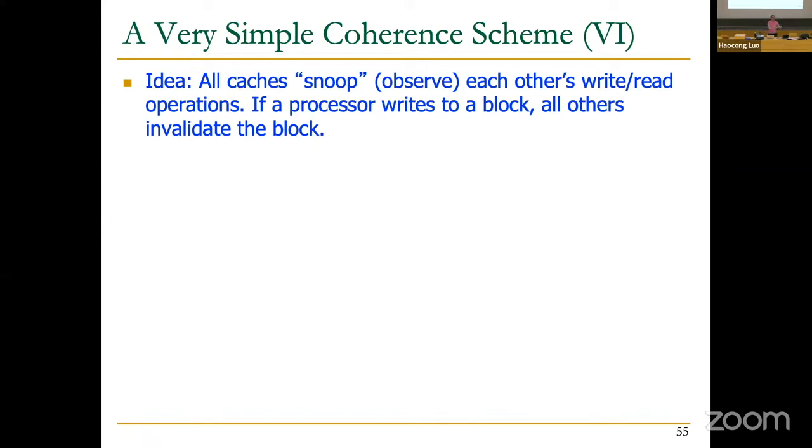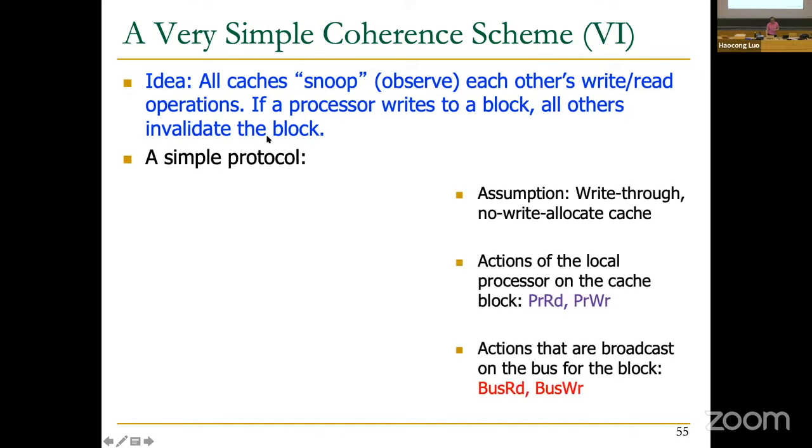Whenever a processor writes to a cache block, it sends a broadcast message saying that I'm writing to the cache block, and everybody else invalidates the cache block if they have it in the cache. So all caches somehow observe each other's write and read operations. If a processor writes to a block, all others invalidate the block. So a simple protocol with some assumptions. You can study this on your own.